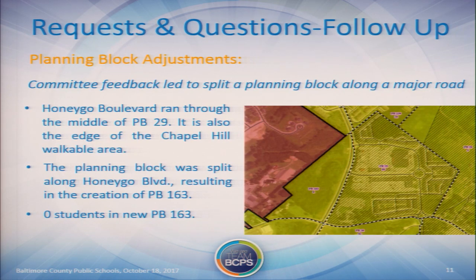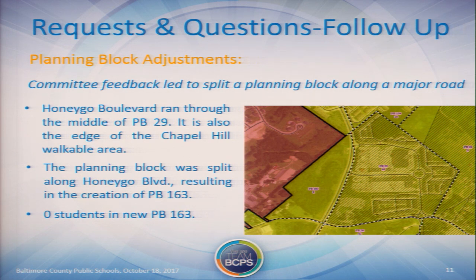We have made a couple of planning block adjustments. They are adjustments based on your input, but they don't have any population in them at the moment, really, to align with future growth potential and also aligning with major geographic features like roads. This is one along Honeygo Boulevard, where this planning block stretched across Honeygo, and you had made a comment about just cutting it along Honeygo Boulevard.